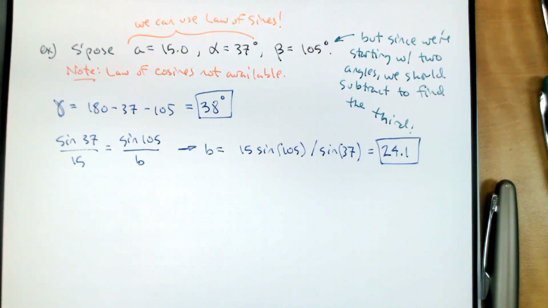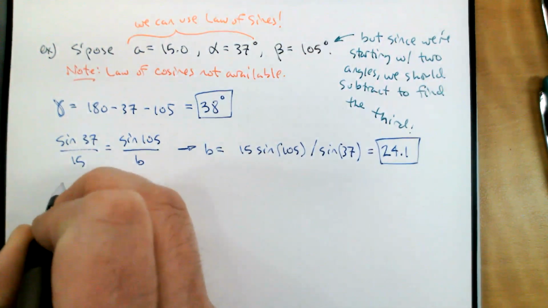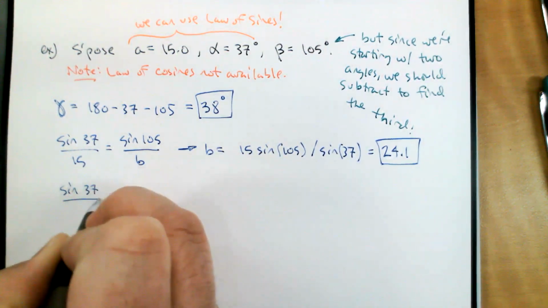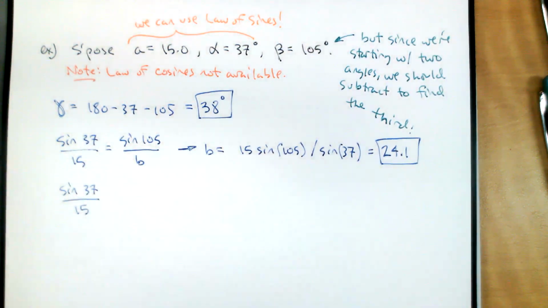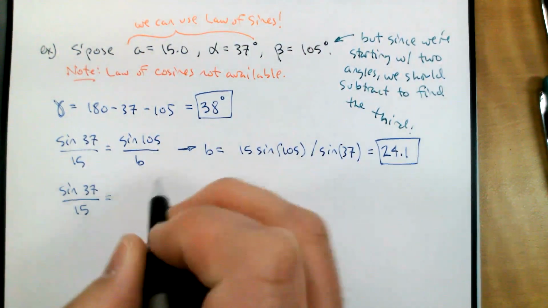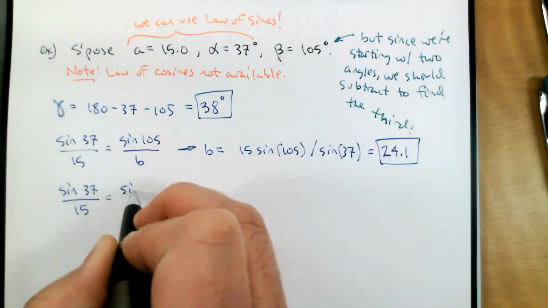The last thing we have to solve for is side C, and we could use the law of sines again. So I'm still going to use sine of 37 over 15 because that's given information. I could use sine of 105 over 24.1. I favor that less because the 24.1 has been rounded. However, if we're careful, it won't matter. Well, let's just use the given information as a best practice.